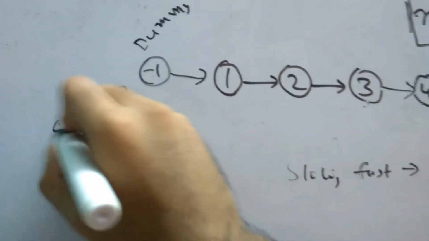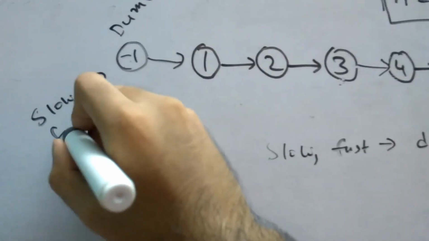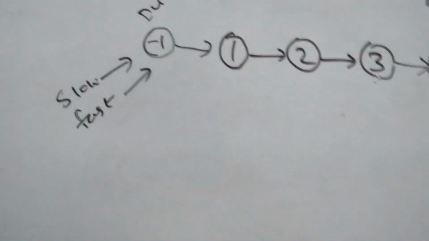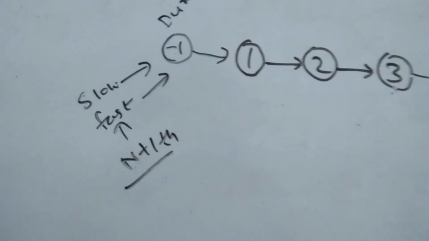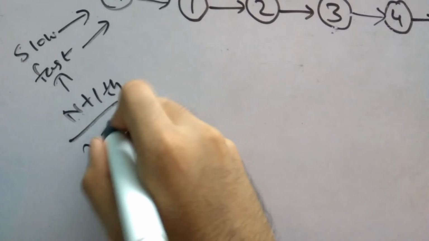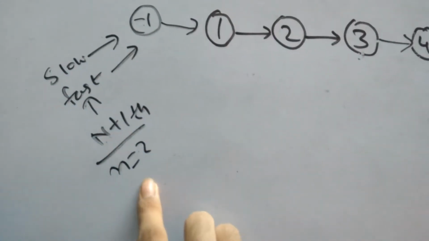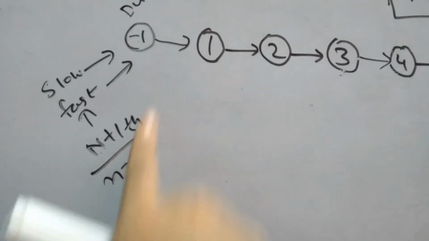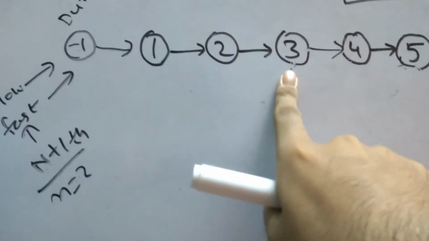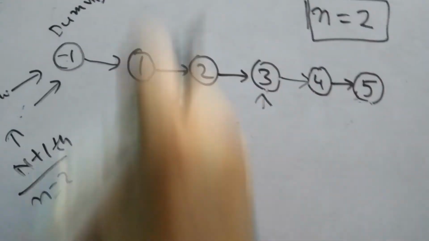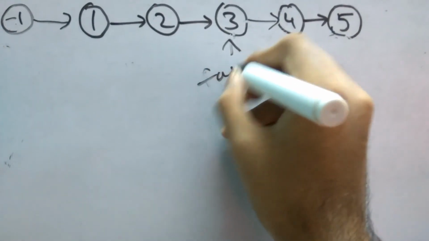It is a dummy node. So this is a slow pointer and this is a fast pointer. Now what we will do is increment the first pointer n plus 1 times. Here n is 2, so after incrementing n plus 1, we will be incrementing it 3 times. From here, if we increment it 3 times, where will it reach? 1, 2, 3, so it will reach over here, and the slow pointer will still point to the dummy node.